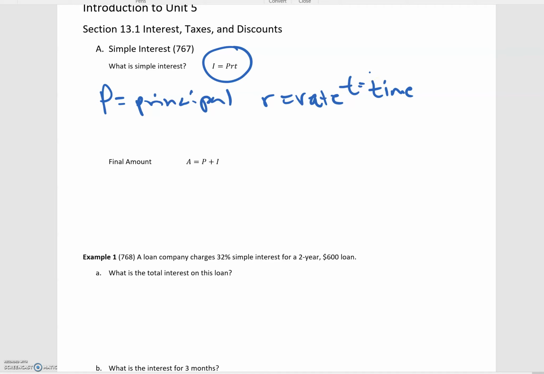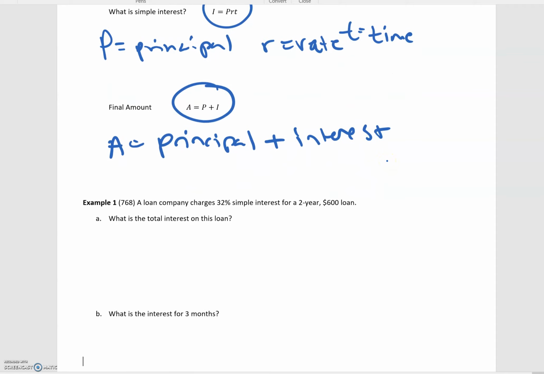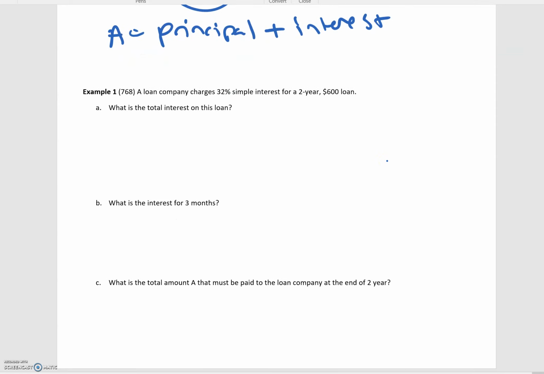And then what are we responsible for? This next equation calculates the total amount, the final amount. So the amount is equal to the principal plus the interest. Let's take a look at a couple examples that deal with simple interest.